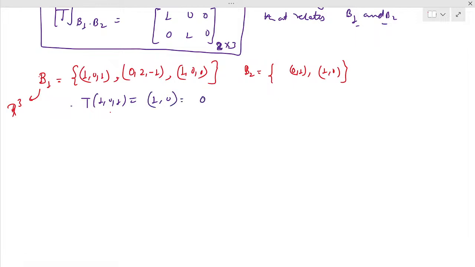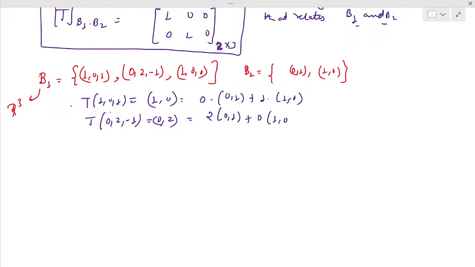And how can you write (1, 0)? It can be written as 0 times (0, 1) plus 1 times (1, 0), right? Similarly, you can write T of (0, 2, -1) is equal to (0, 2), which is equal to 2 times (0, 1) plus 0 times (1, 0). And T of (1, 0, 0) you can write as (1, 0), which is simply equal to 0 times (0, 1) plus 1 times (1, 0).